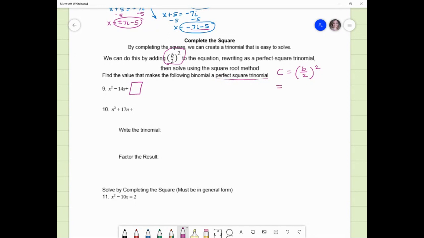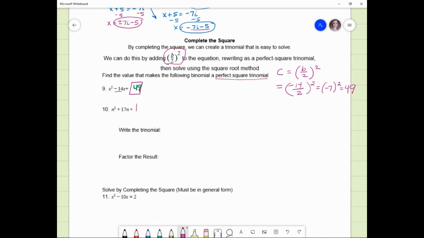So in this case, b is negative 14. So negative 14 over 2 squared. That gives me negative 7 squared, which is 49. So 49, you can tell that's a 49 there, is the value that makes this a perfectly squared trinomial. Okay, let's do it again for number 10, and then we will go through these other steps.